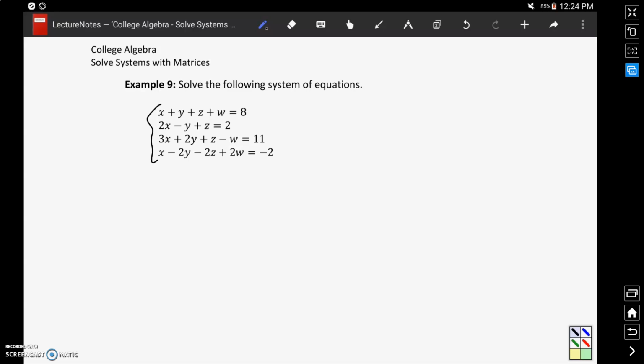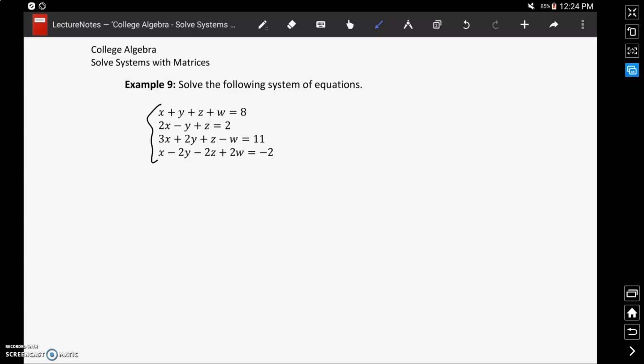start, if we were to use substitution or elimination, by choosing 2 of these equations and eliminating one variable. Then we would have to choose another pair of equations and eliminate that same variable, and then choose a third pair of equations and eliminate that same variable. Or essentially, reduce this system of 4 equations down to a system of 3 equations. Then reduce that system down to 2 equations and solve that system of 2 equations.